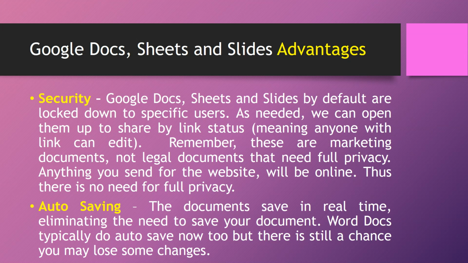So as needed, we can open them up to share by link status, meaning anyone with the link can edit. So that's the only way you can get other people to view your document. Do you understand that? So when you share the link with them, they have access to it. But if not, you can make it an enclosed team. So you need to add the email addresses of the people to the team, and only those people whose email addresses have been registered can work on those documents. Do you understand that? Remember, these are marketing documents, not legal documents that need full privacy.